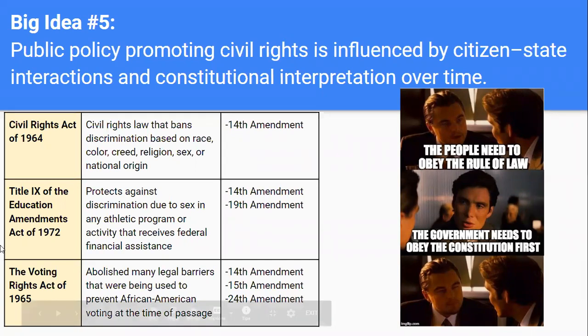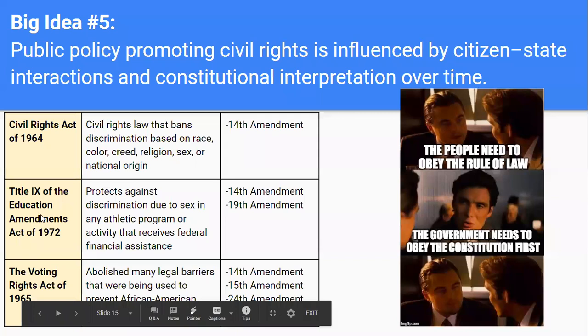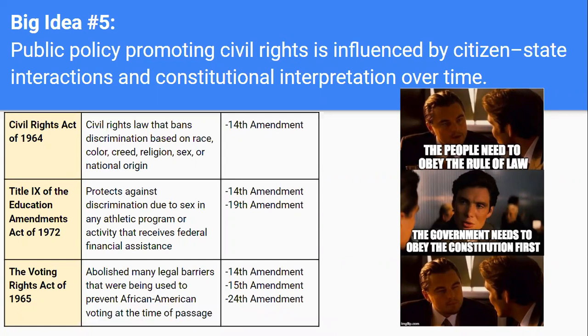Okay. And then Title IX. Title IX is the law passed by Congress requiring equal opportunities for females in education. It acts against discrimination due to sex in any athletic program, school, or education program, anything that received federal financial assistance or funding could not discriminate against females. So if you had male sports, you had to provide equal opportunities for females as a result of Title IX.